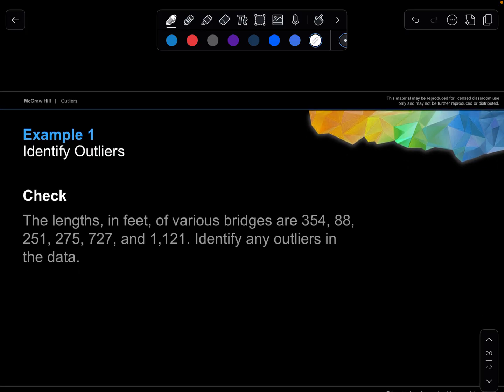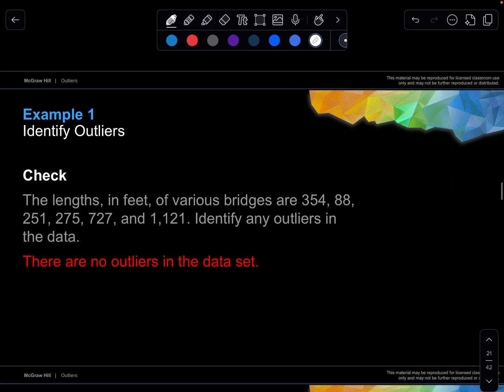All right, I want you to pause this right here and do this check problem on your own, and I'll share the solution with you in a moment. All right, there you are. In this data set, there are no outliers. Okay.